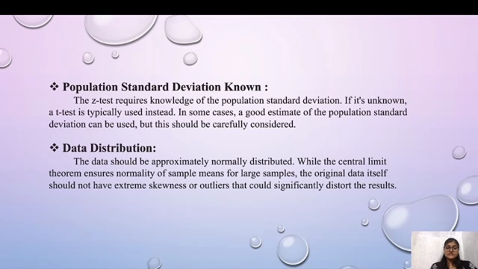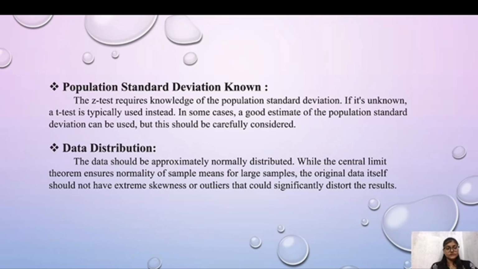Next, is the population standard deviation known? The z-test requires knowledge of the population standard deviation. If it's unknown, a t-test is typically used instead. In some cases, a good estimate of the population standard deviation can be used, but this should be carefully considered.